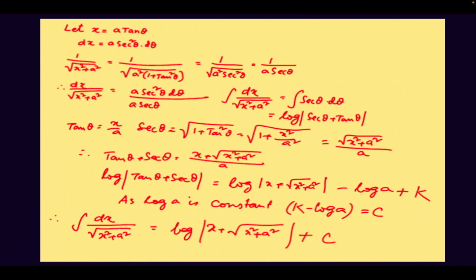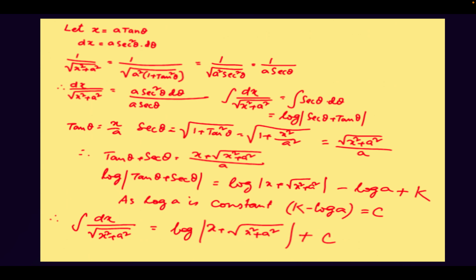Now what are tan theta and secant theta in terms of x and a? Yes, x is a tan theta, so tan theta is x by a. Secant theta is root of 1 plus tan square theta, which is root of 1 plus x square by a square, or simplified, root of x square plus a square, whole divided by a. Now adding these two, we get x plus root x square plus a square, whole divided by a.